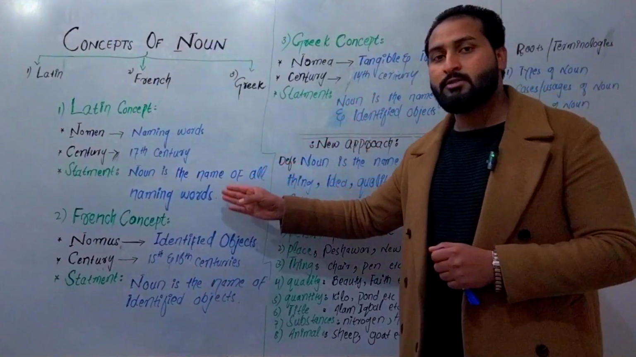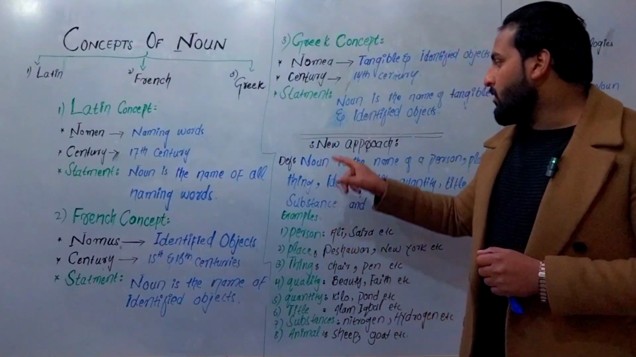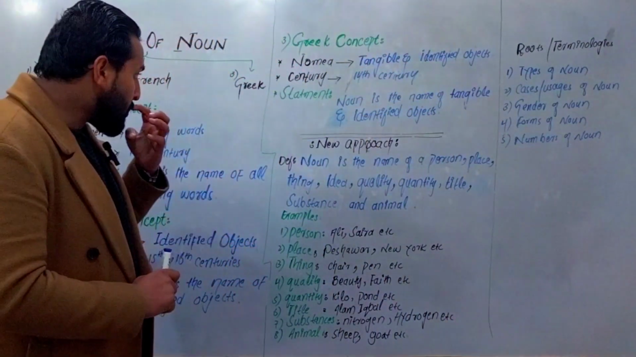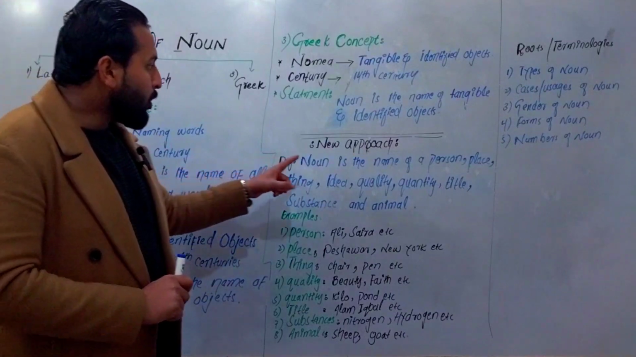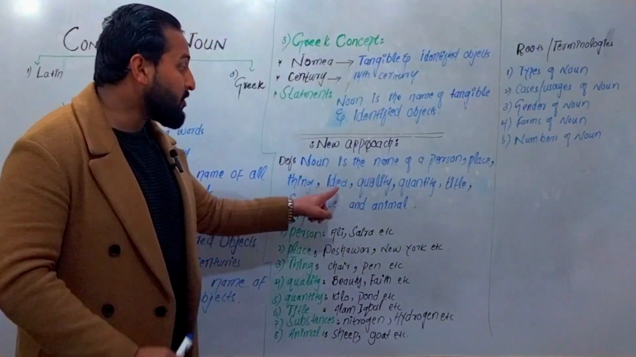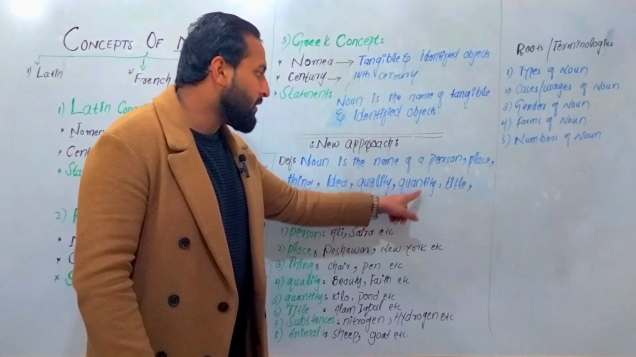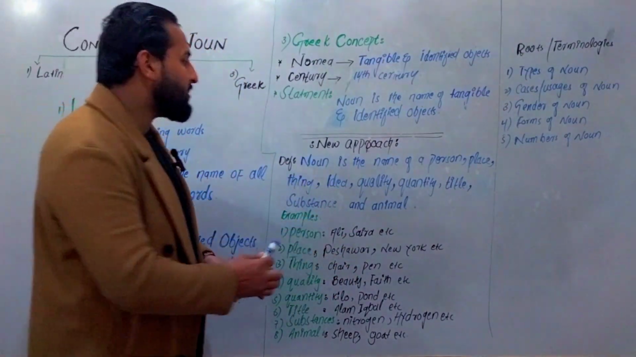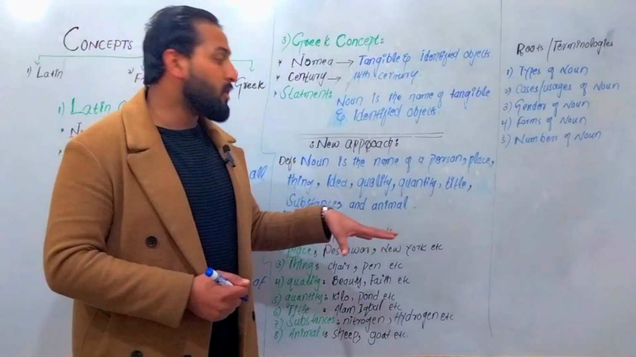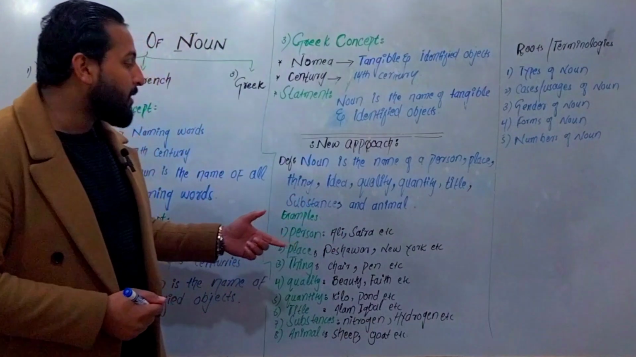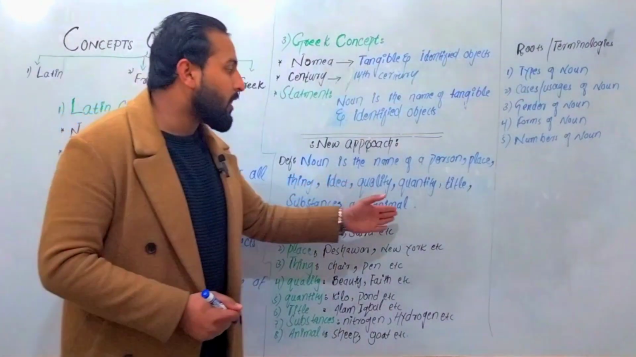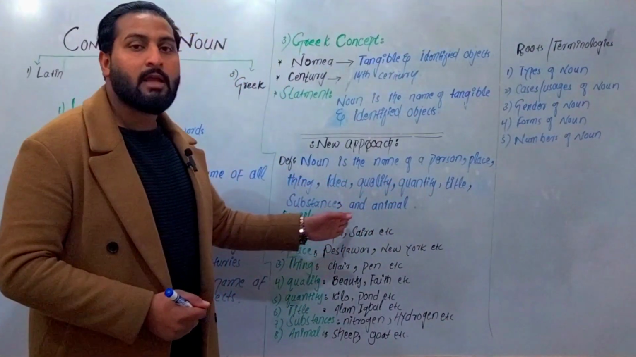So these are the concepts about the noun. Now let's talk about the new approach, that is, what they say about noun. The new approach gives the definition that noun is the name of a person, place, thing, idea, quality, quantity, title, substances and animals. उन लोगों ने बताया कि noun is the name of a person. noun जो ये एक शख्स का नाम है, place एक जगह का नाम है, thing एक चीज का नाम है, idea एक आइडिया का नाम है, quality एक क्वालिटी का नाम है, quantity, title, substances and animal.